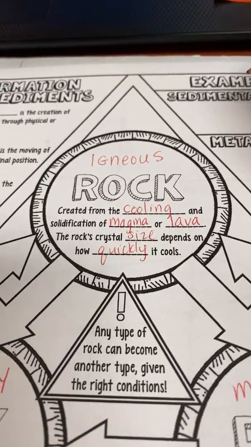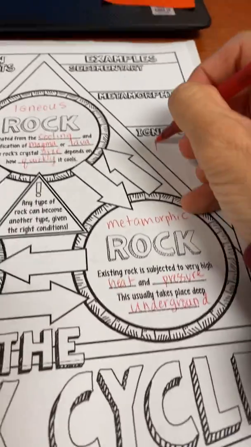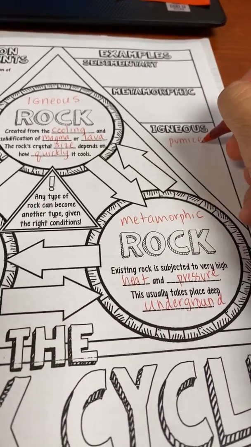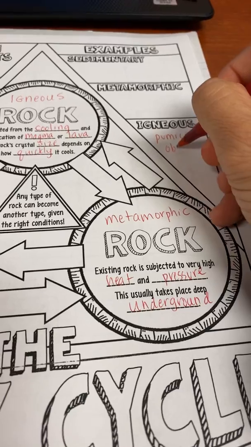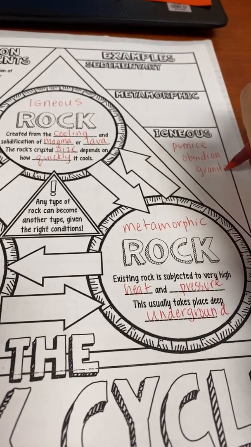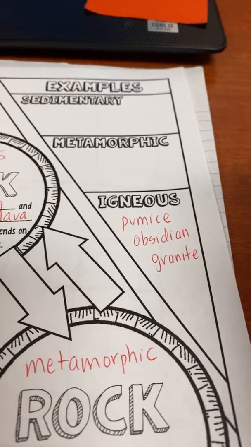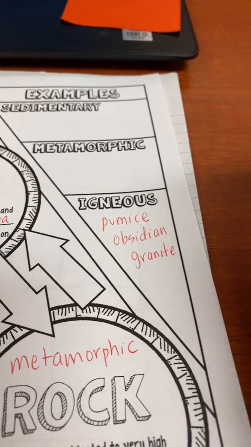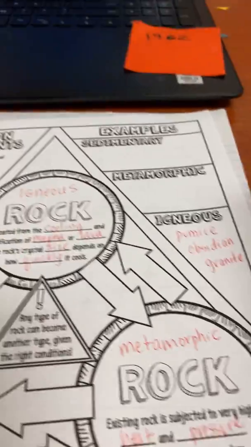So for igneous rocks, we have pumice. Some of you might have a pumice stone at home, or obsidian, or granite. And it would probably be a good idea to just Google those rocks and just look at pictures of them so you have an idea in your head what they look like.